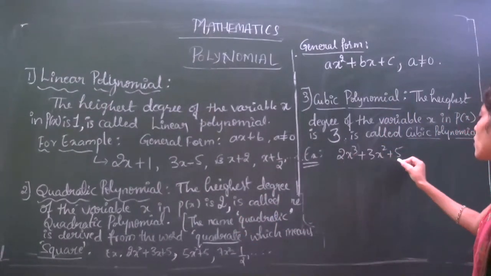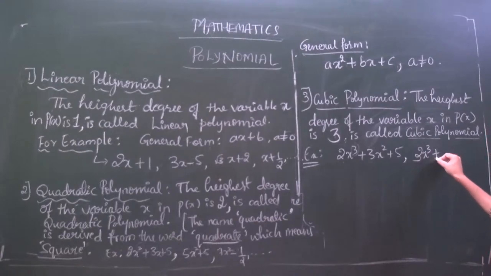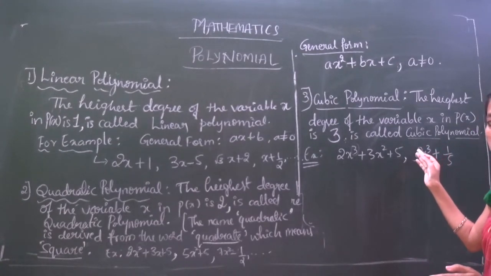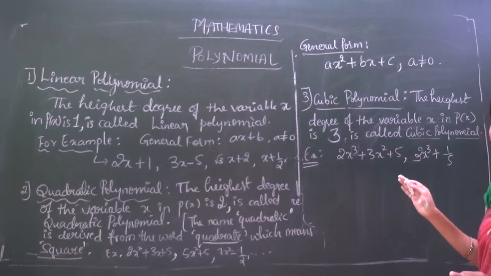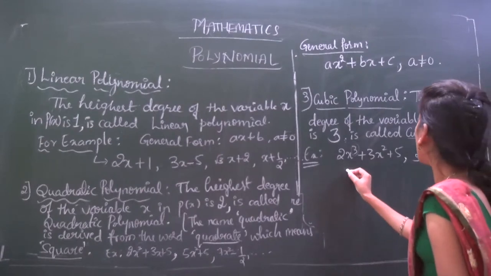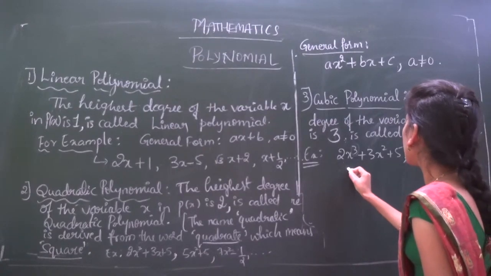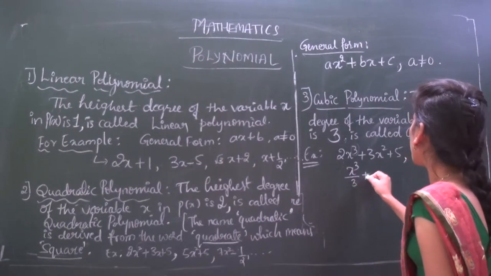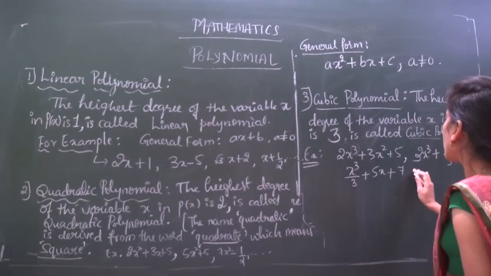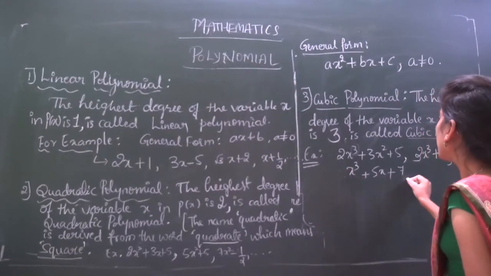So this is 2x cube plus 3x square plus 5. And now you can take 3x cube plus 1 by 5. That is also okay because we are only concentrating on the cubic form. That means highest power of the variable 3, we are concentrating on that particular. Okay, not about the square and the linear. So you can give another example. 7x square, or you can take x cube by 3 plus 5x plus 7. Okay, that is also fine. I'll tell you people why I am not taking dividing by that. So this is also fine.